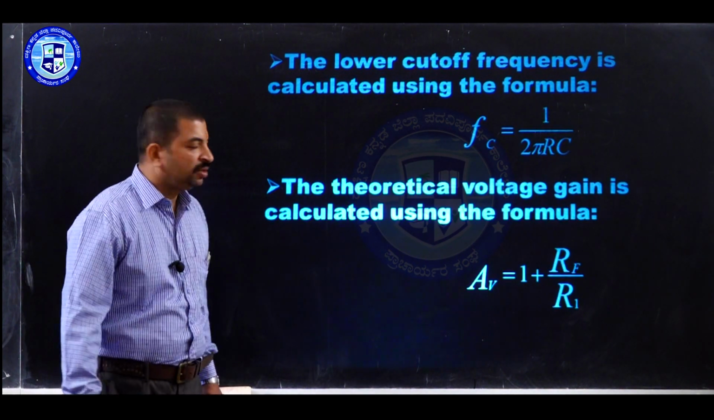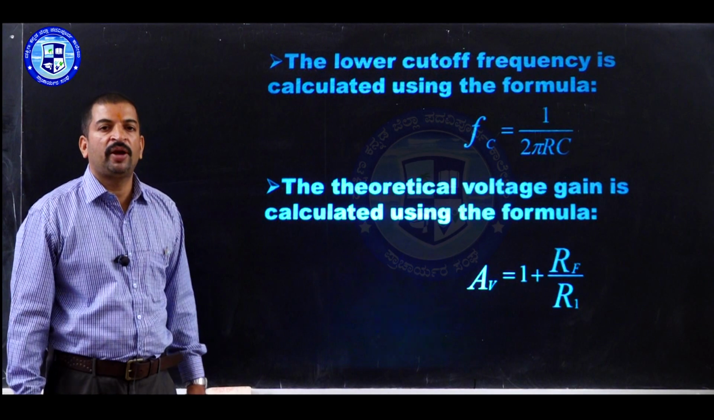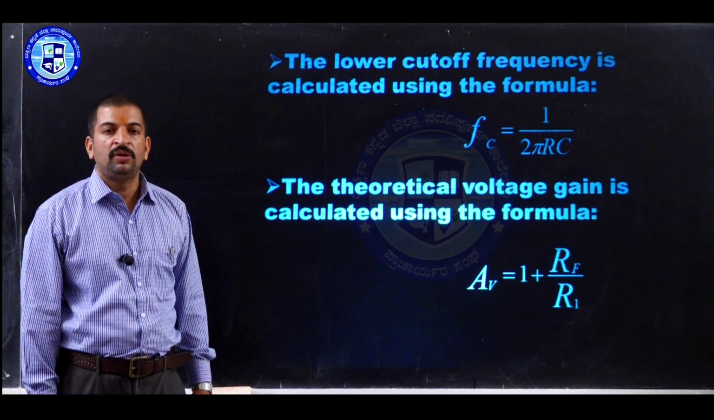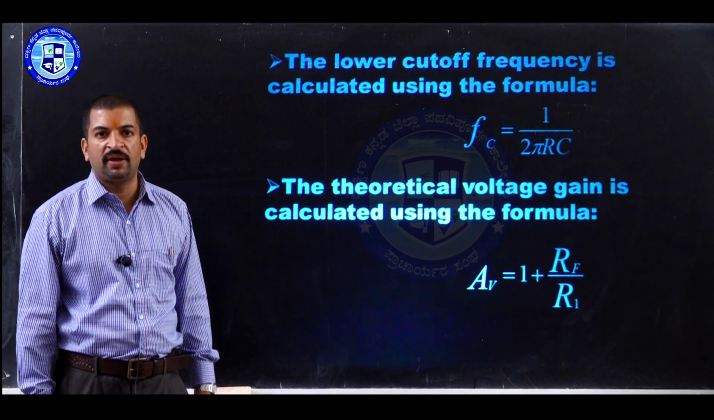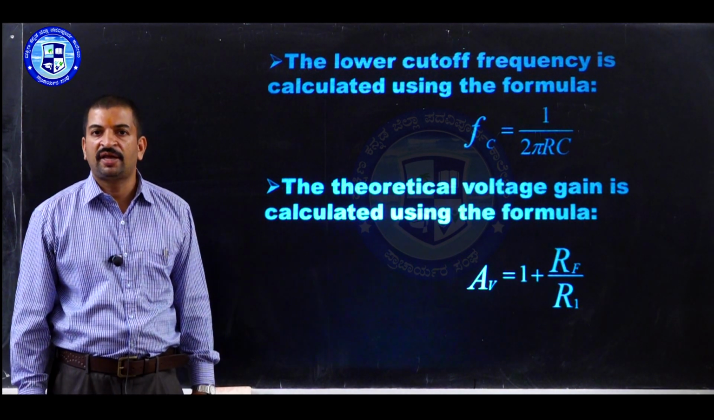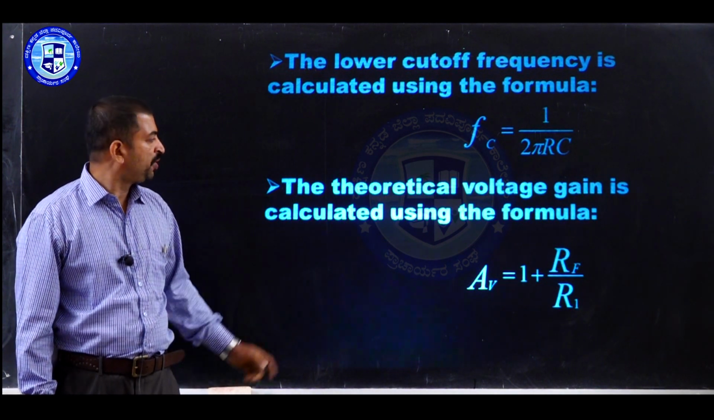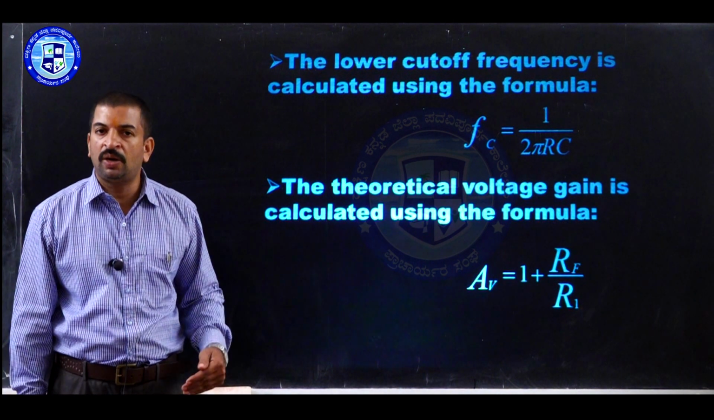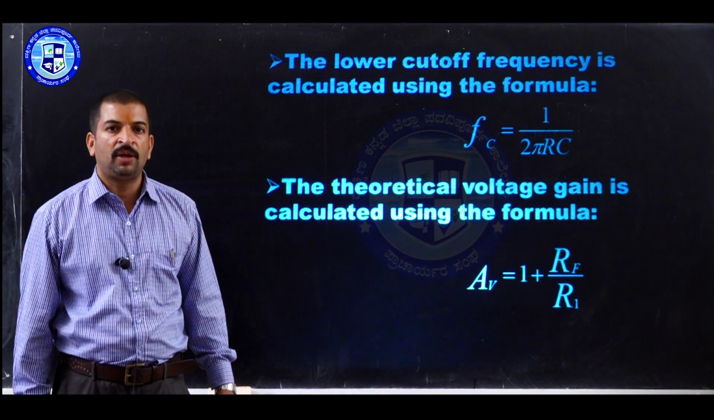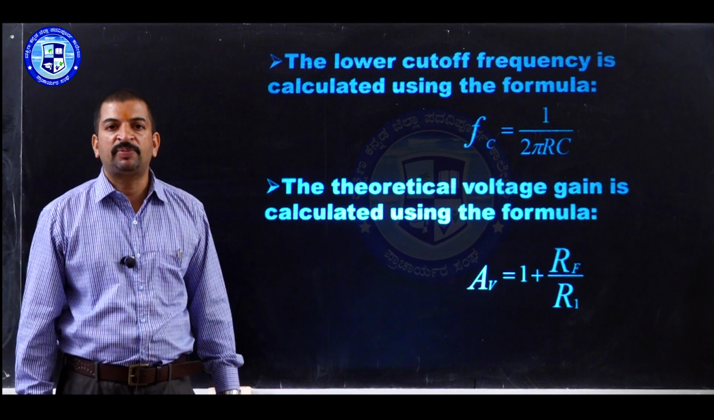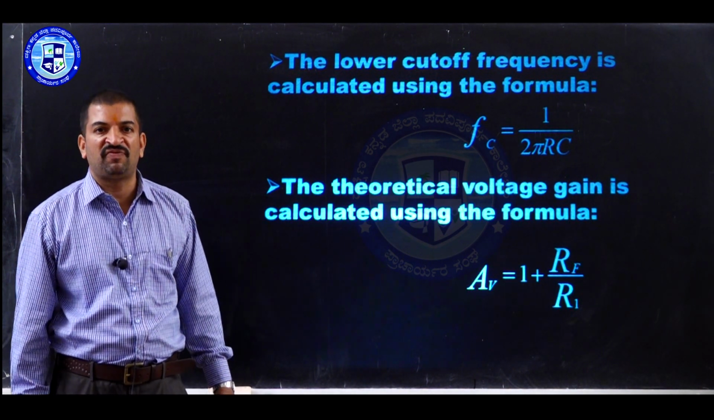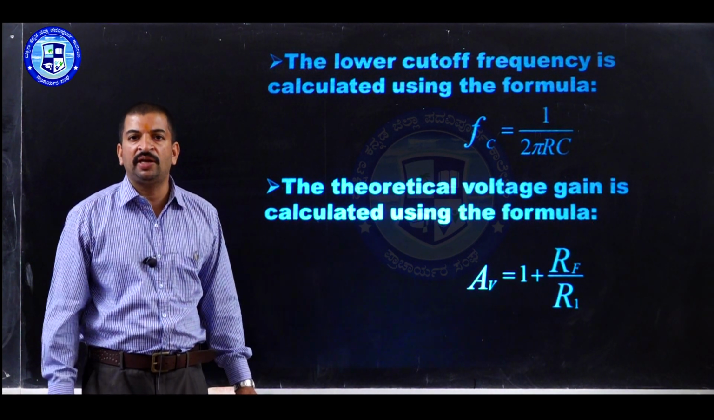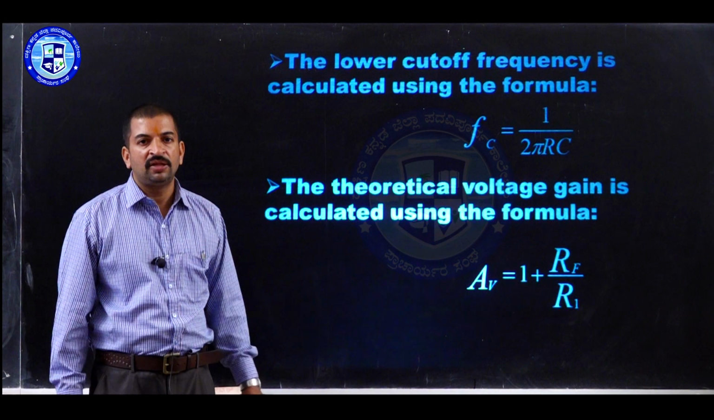The lower cutoff frequency of the high pass filter is given by the formula Fc equal to 1 by 2 pi RC, where R is the resistance and C is the capacitance of the circuit. The theoretical voltage gain is given by the formula AV equal to 1 plus Rf by Ri, which is the expression for voltage gain of the non-inverting amplifier. So, using these two formulae, we can calculate the critical frequency and also the voltage gain of the circuit.